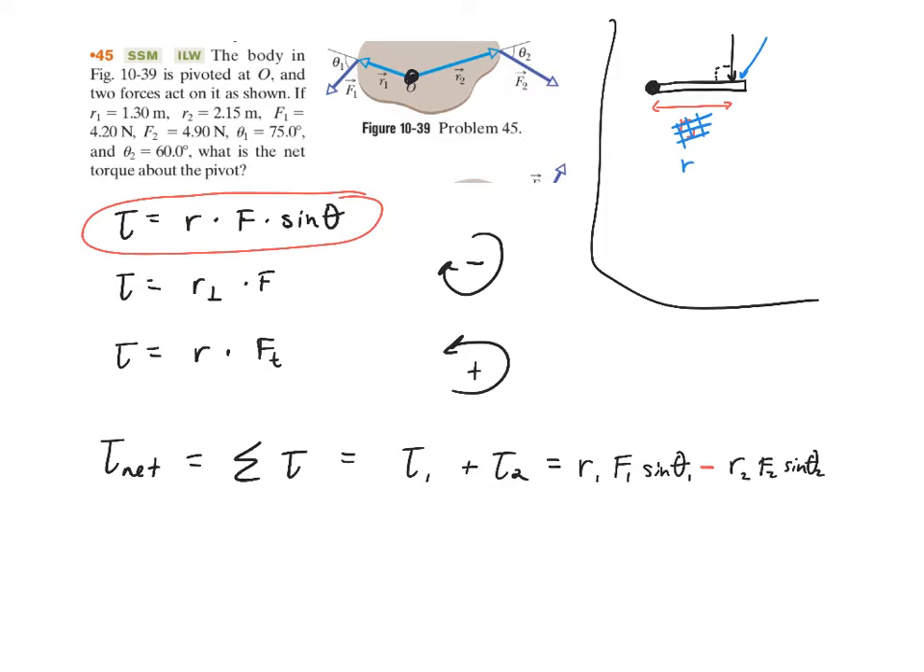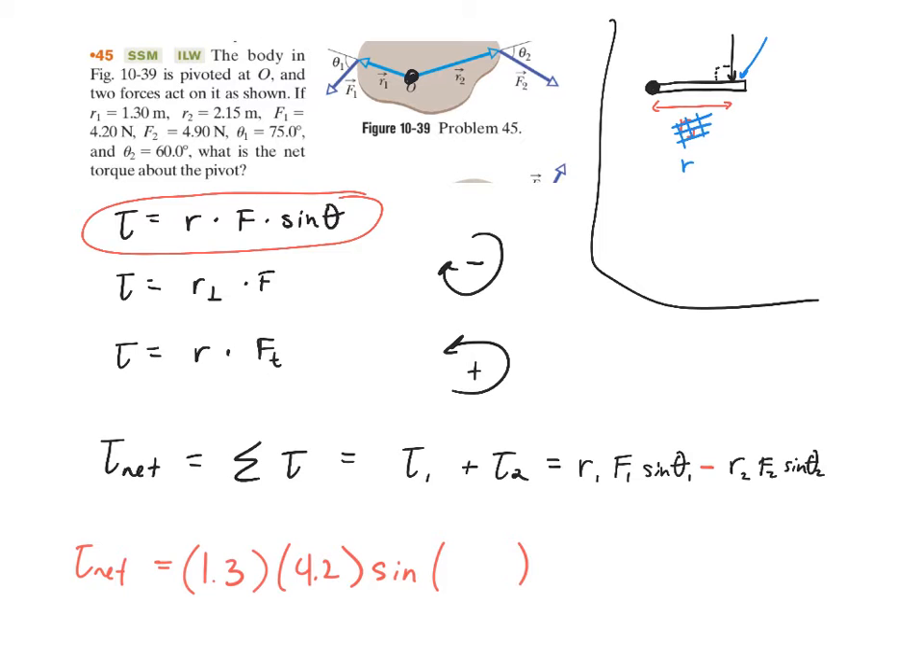Okay, so we have R1 F1 sine theta 1. Let's take a look at what this is. R1 is given as 1.3. F1 is given in this problem as 4.2. The units are meters and newtons, so I don't have to convert anything. And then the angle of theta 1. Now be careful here. The angle for theta 1 is not actually what's given in the diagram. So theta 1 is 75.